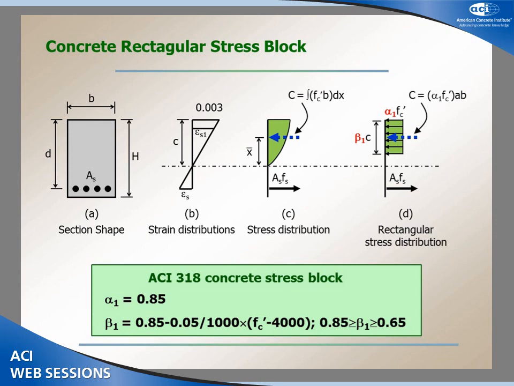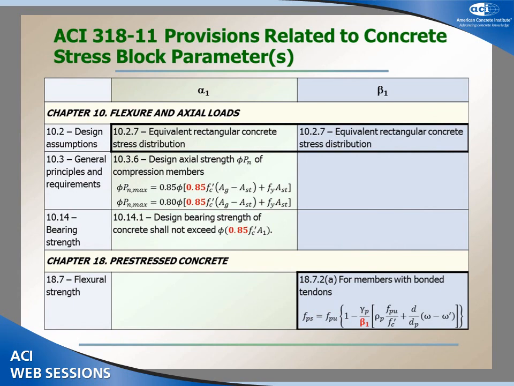This study was co-worked with Professor Frederick at the University of Texas at Austin. If you look at the concrete stress block, basically it has two components: the alpha 1 and beta 1 parameters. In the ACI 318 code, alpha 1 has a constant value of 0.85, and the beta 1 parameter varies from 0.85 to 0.65, depending on the concrete strength.